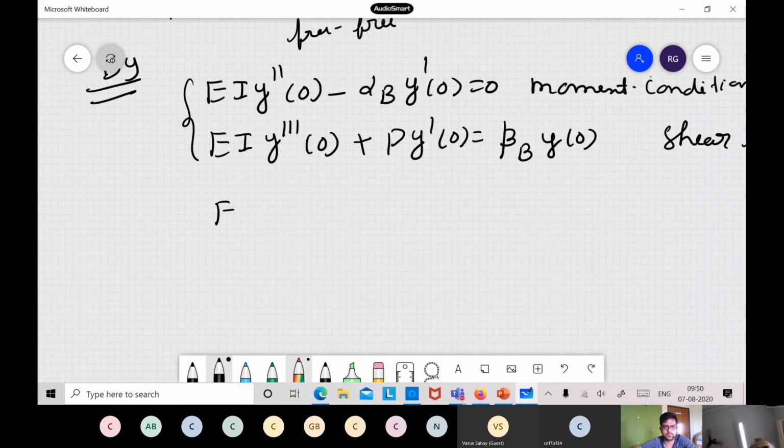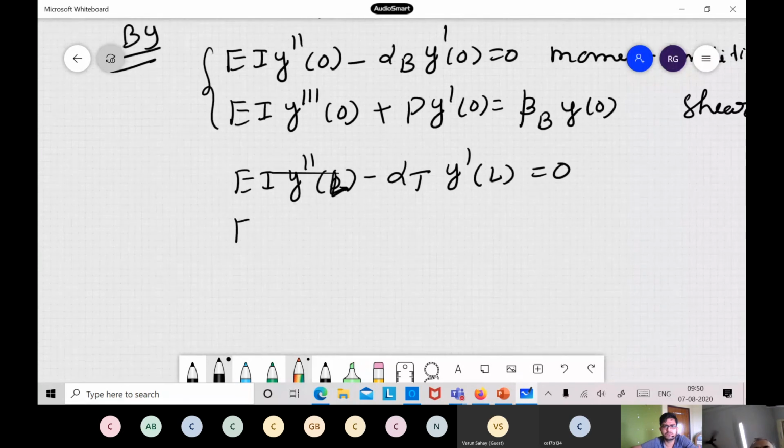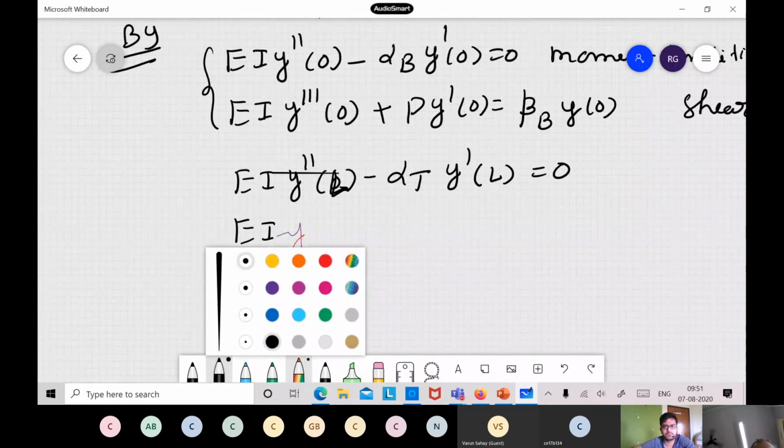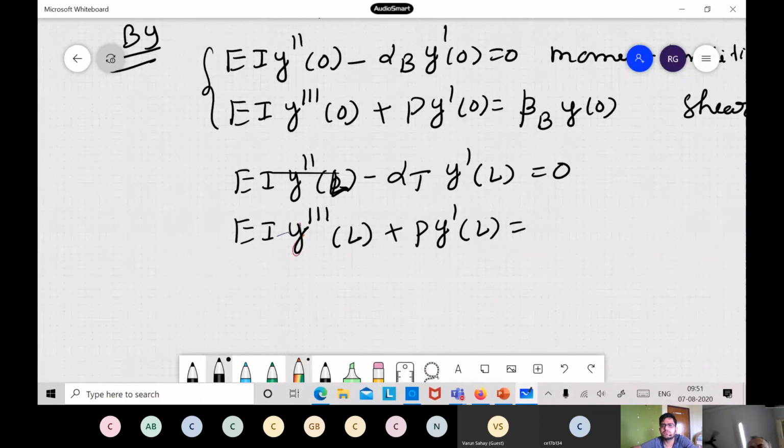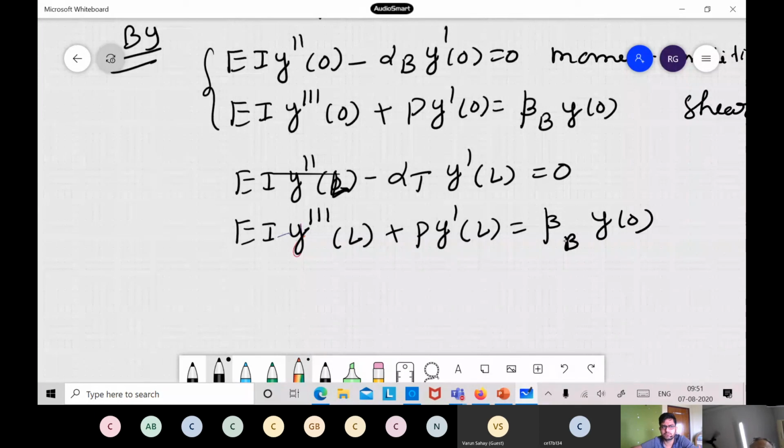Now at the top end, the same equation goes: y double dash of L minus alpha T y dash of L is equal to 0, and then EI y triple dash of L plus P times y dash of L is equal to beta T times y of L. You followed, right? So beta T is equal to 0 here.